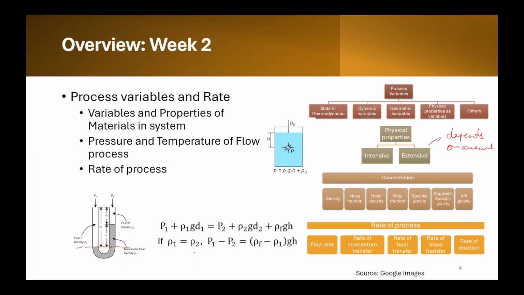If rho 1 is equal to rho 2, basically this fluid and this fluid are the same or have the same density, then we get this formula. So the difference in pressure will be rho F minus rho 1 into gH.